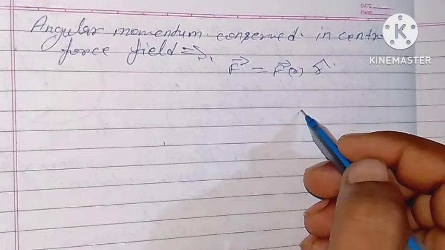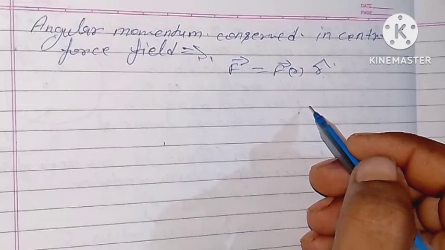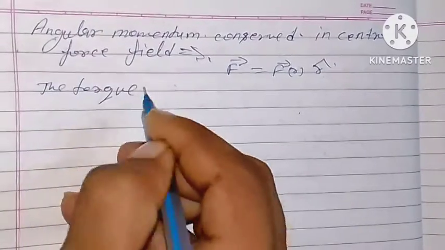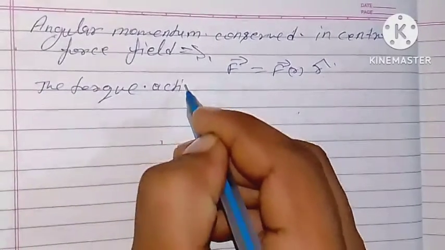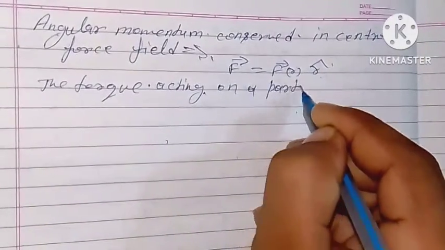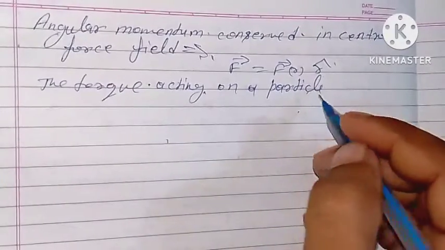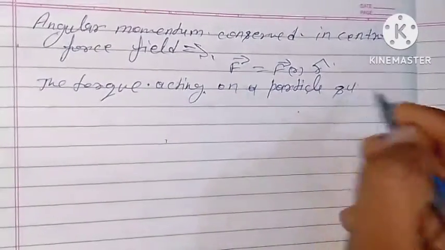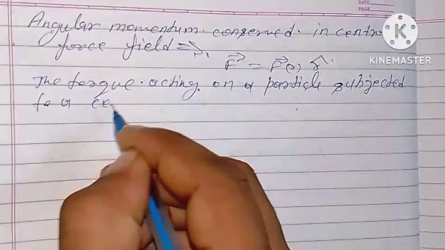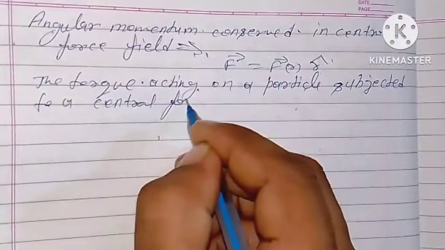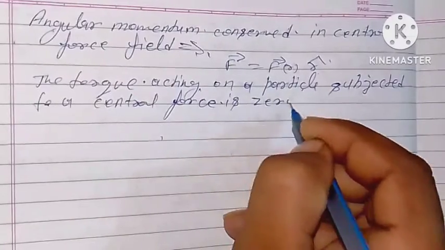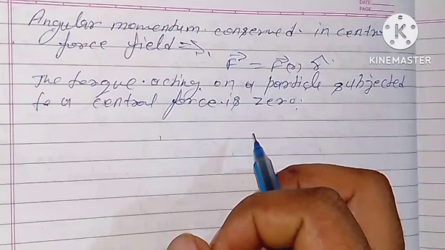The torque acting on a particle subjected to a central force is 0. This is proved as under.